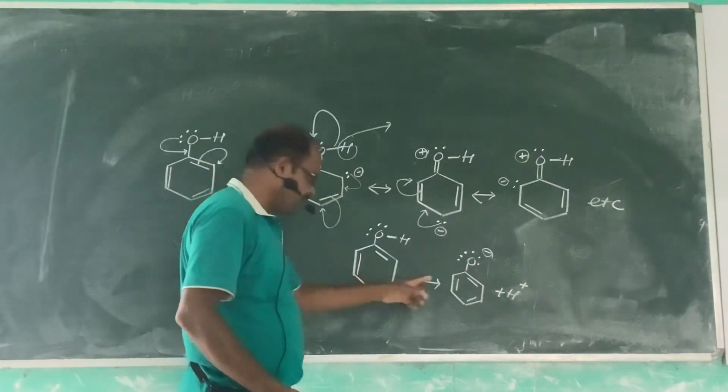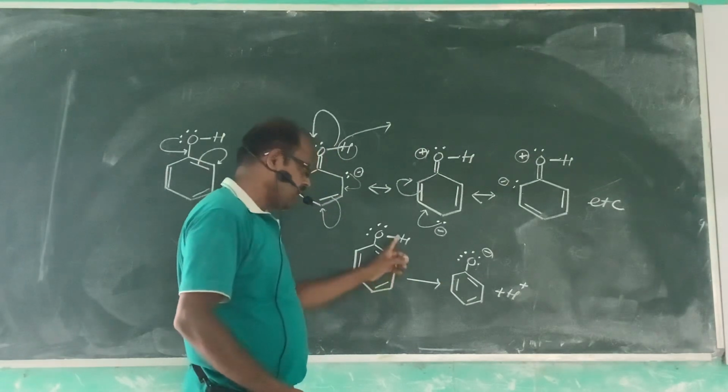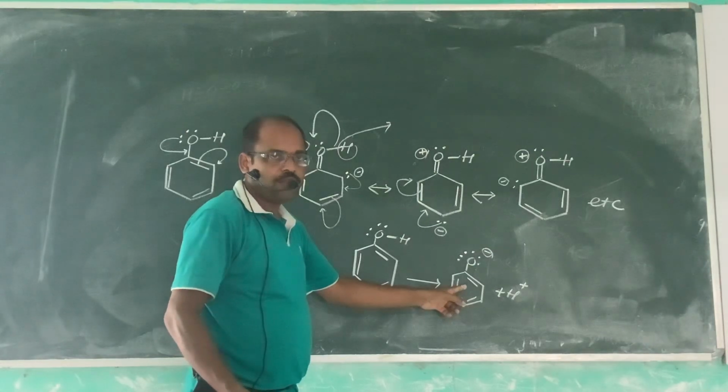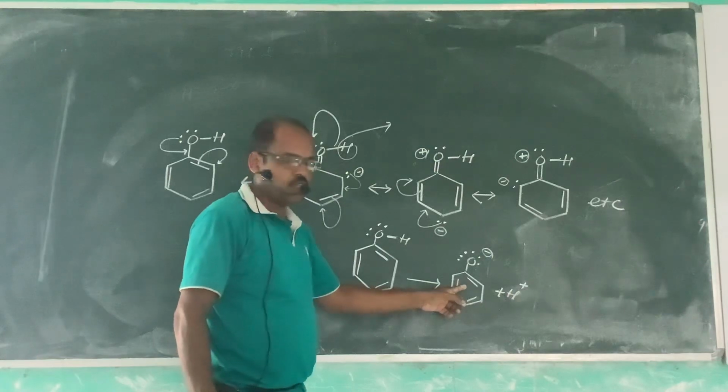Between phenol and phenoxide, phenoxide is more stable than phenol. That is why phenol can give H plus ion to produce more stable phenoxide. The stability of phenoxide can be explained by considering the concept of resonance.